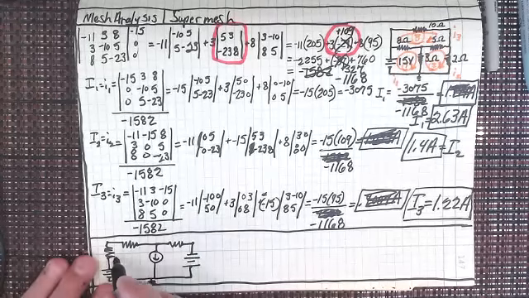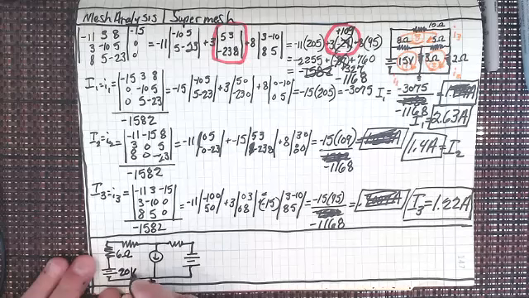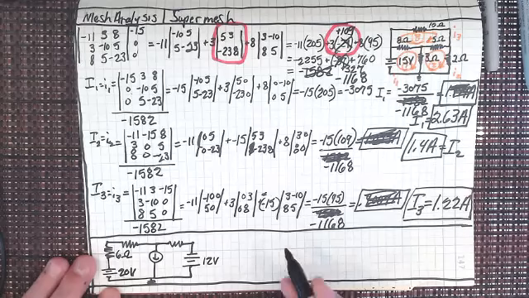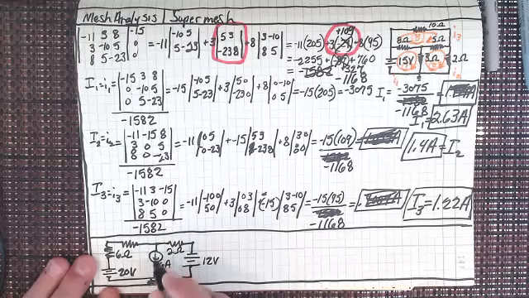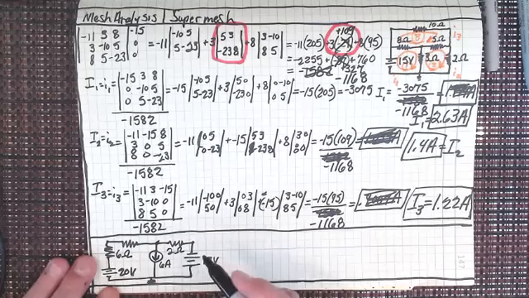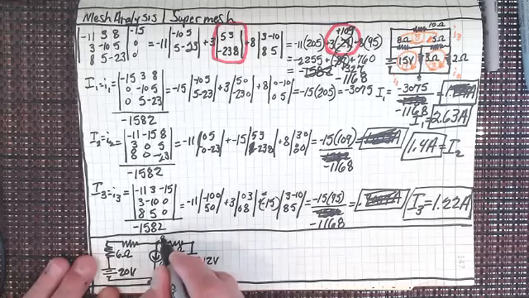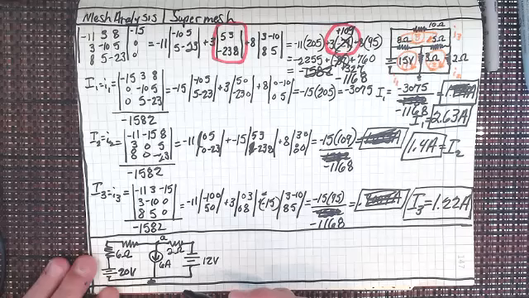Now let me give you some values. This is 6 ohms. This is 20 volts. This is 12 volts. And this is 2 ohms and 6 amps flowing down. That's an arrow going down from that node right there. I'll call that node A.